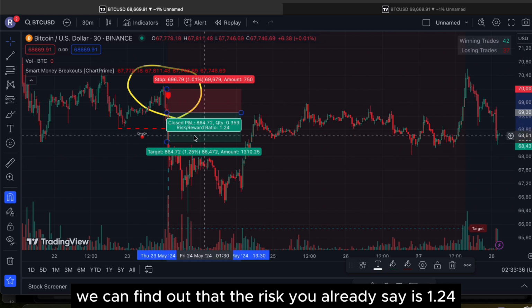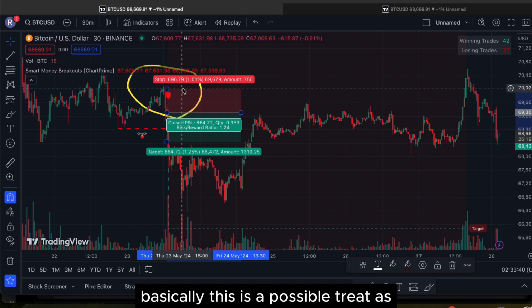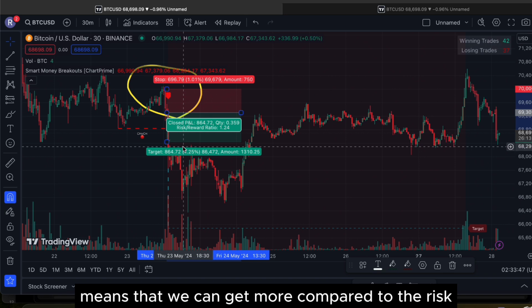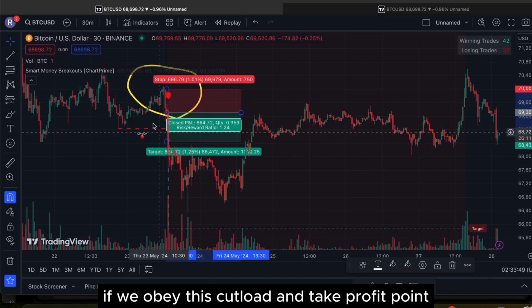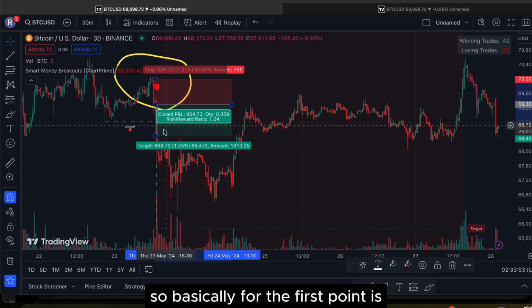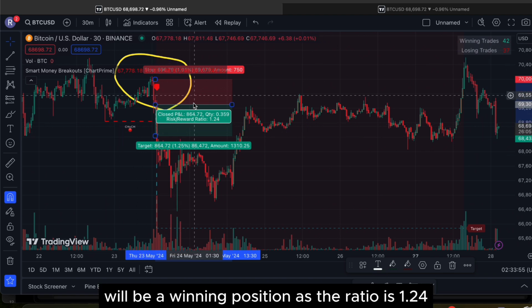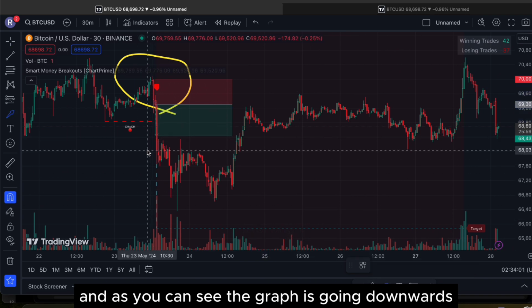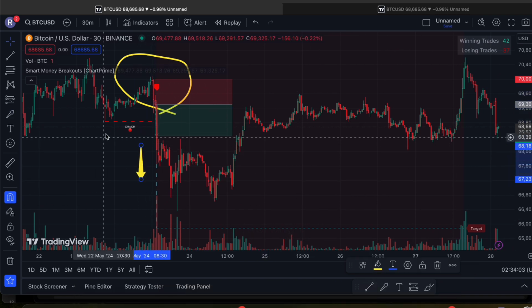We can find that the risk reward ratio is 1.24. Basically, this is a possible trade as the risk is lower compared to the reward, meaning that we can gain more compared to the risk if we obey this cut loss and take profit point. So the first point will be a winning position as the risk reward ratio is 1.24, and as you can see, the graph goes downwards after it breaks through the position.